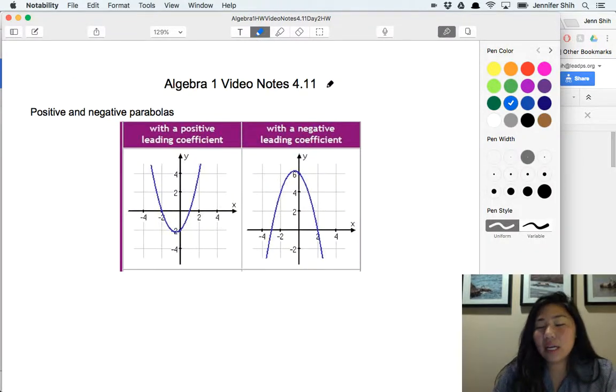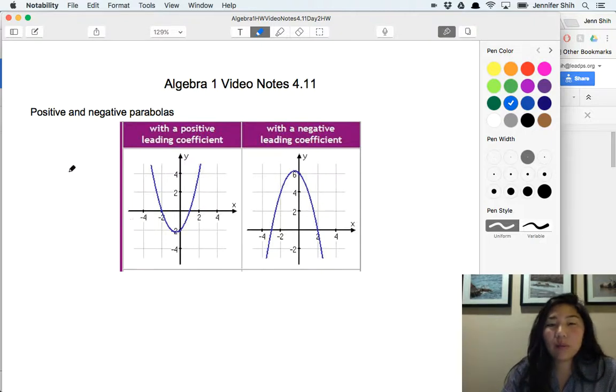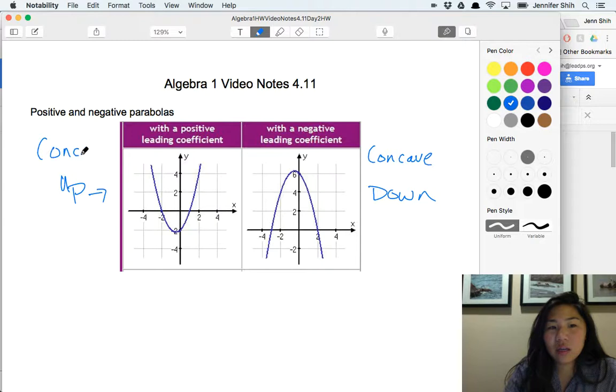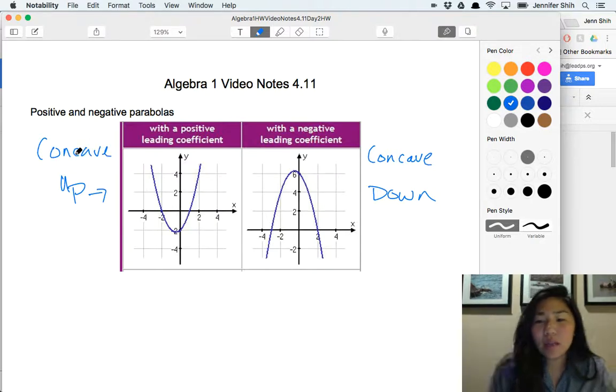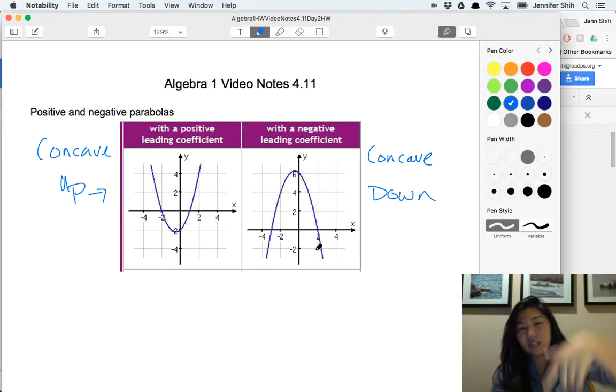There's two types of concavity that we talk about with parabolas. We have concave up, which is this guy, and we have concave down. Now I'm going to write the word concave. What you can do is sketch in a concave up parabola and a concave down parabola. Concave up decreases and then increases, versus if it's concave down, it increases and then decreases.